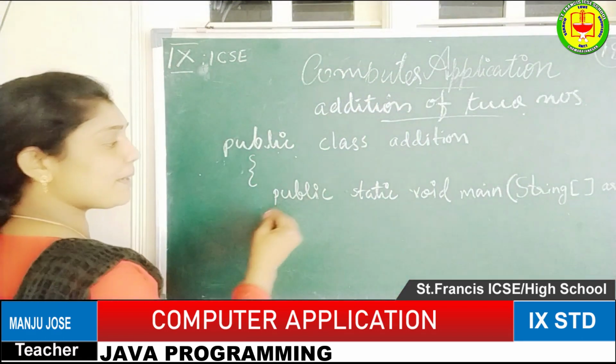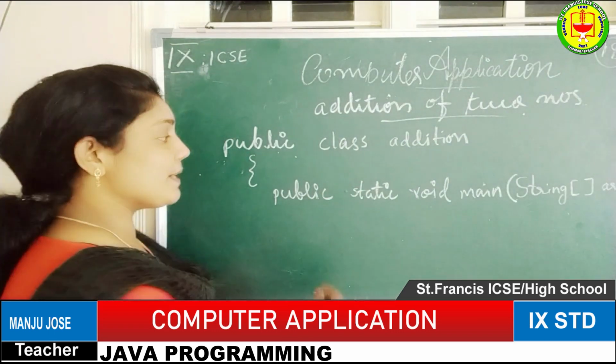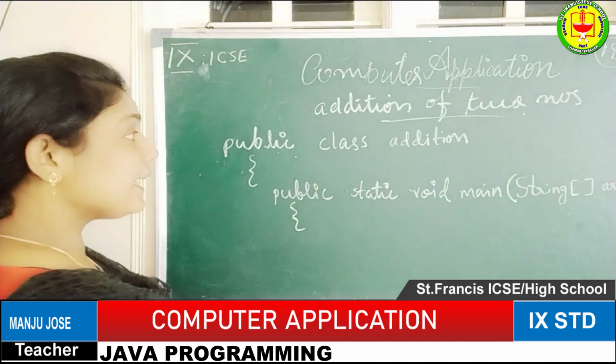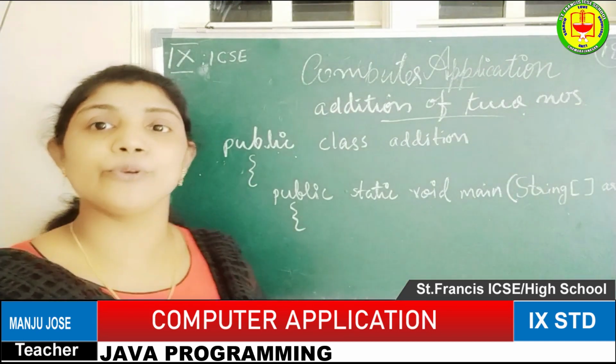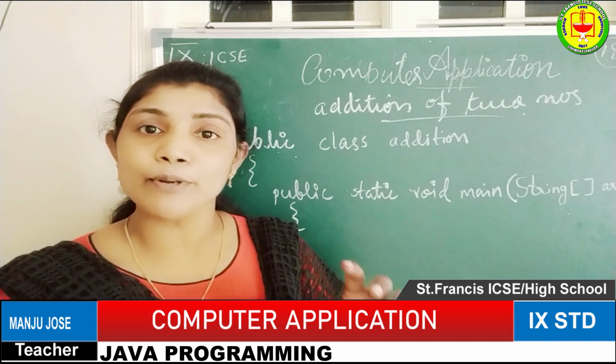The next command we have to type. Our program belongs to addition of two numbers. Next we need to open a bracket once again. Then we have to use how we are going to add any two numbers. We already know that before inputting the values we are unable to add any two numbers.